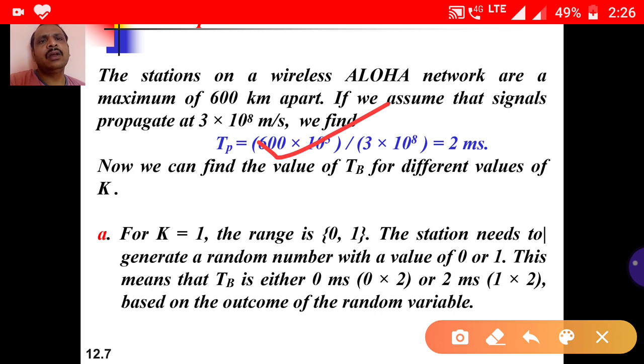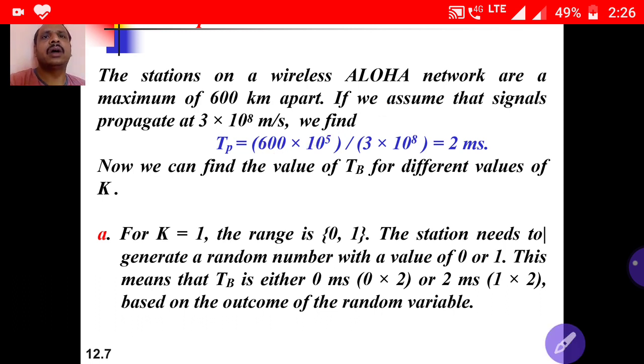Now come to k equal to 1. Previously we saw that we calculate a random r. If k is equal to 1, r ranges from 0 to 1. So we know that the station needs to generate a random number with a value of 0 or 1. This means that TB is either 0 millisecond or 2 milliseconds. I think you understand that. The propagation time TP we calculated initially, based on the distance and velocity given.